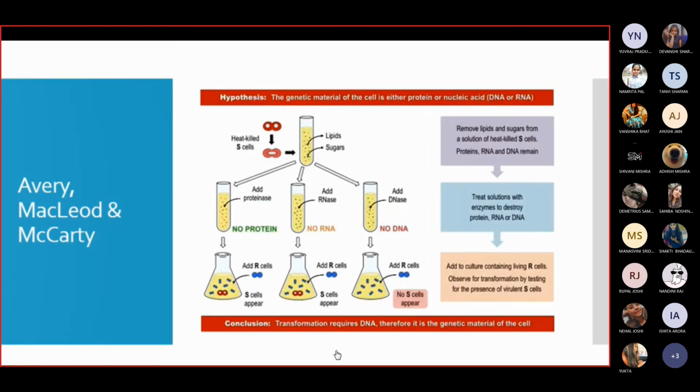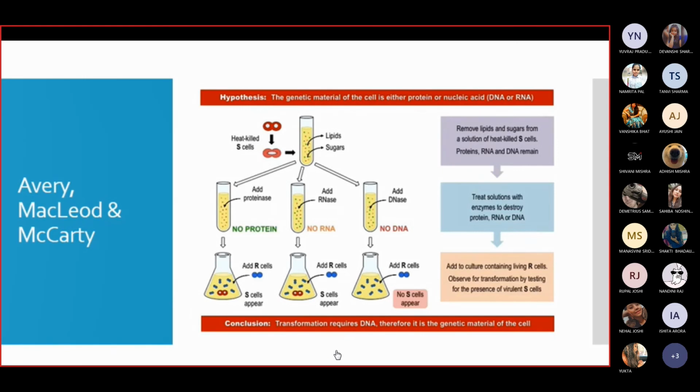So what exactly did they do to determine DNA was a transforming factor? Well, they essentially took Griffith's heat-killed smooth strain of pneumococcus and removed lipids and sugars, leaving only proteins, RNA, and DNA. So then they treated this solution with different enzymes. So the enzymes would destroy either a protein, RNA, or DNA.